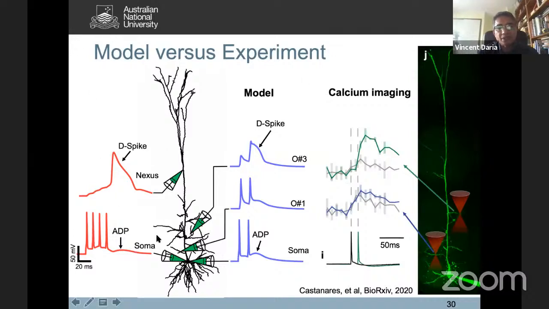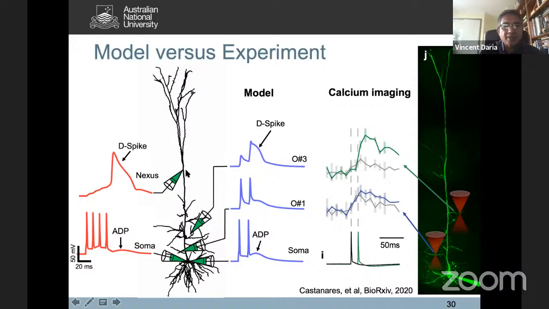So this summarizes our model versus experiments. Our model shows that at certain dendrites, we can see a dendritic spike. At certain other dendrites, you don't see a dendritic spike. And from calcium imaging, at certain dendrites, we see some response, and at certain dendrites here, we don't see a response. And what is really interesting is that we can also record what we call an after depolarization at the soma. So this is the recording at the soma.